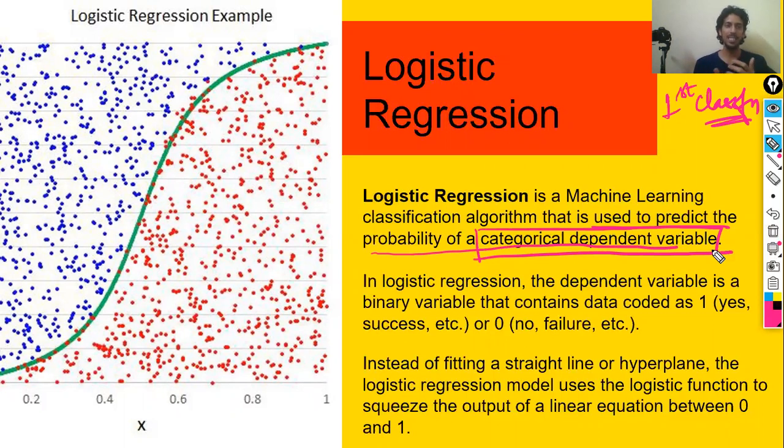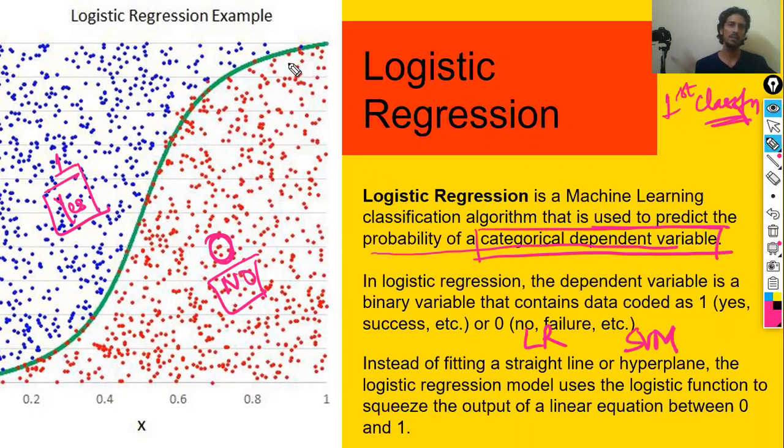Now, in logistic regression, generally the values are 0 and 1. Here, 0 is no, and 1 is yes. So I have two classes, as you're able to see, and it splits them into two. Now, instead of fitting a straight line or a hyperplane, where a straight line is what we use in linear regression and a hyperplane is what we use in SVM, we use a logistic function, because of which we have a sigmoid curve.